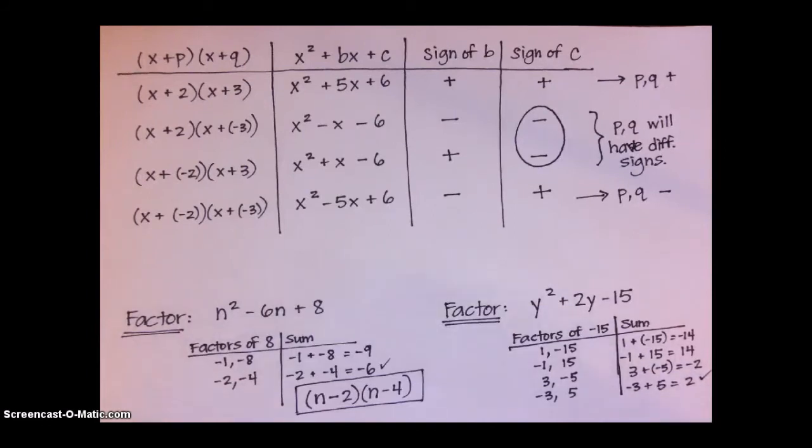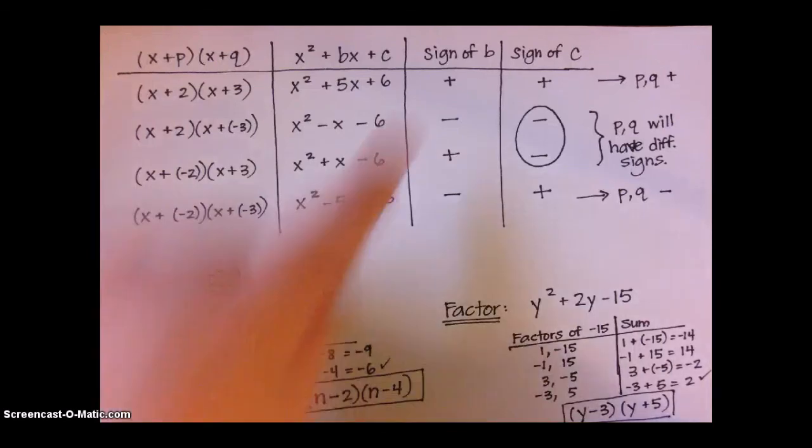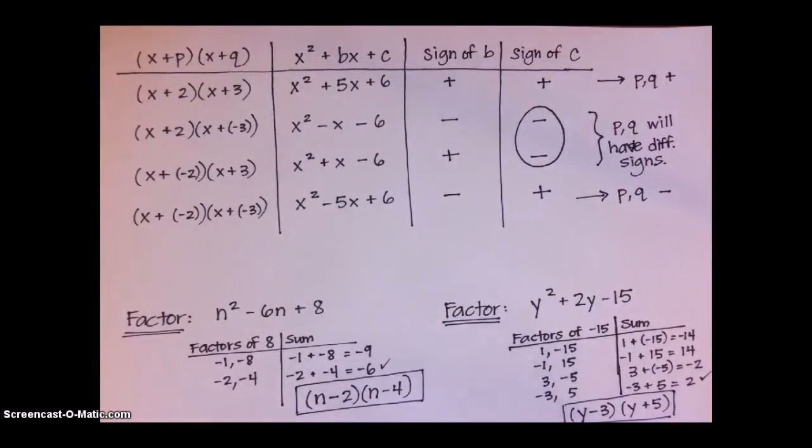So my last one, negative 3 plus positive 5, does equal 2. So I found my factors to put in. So it's going to look like y minus 3 times y plus 5. And I'm done. So use this chart up above. It's really going to help you out with any of these problems.